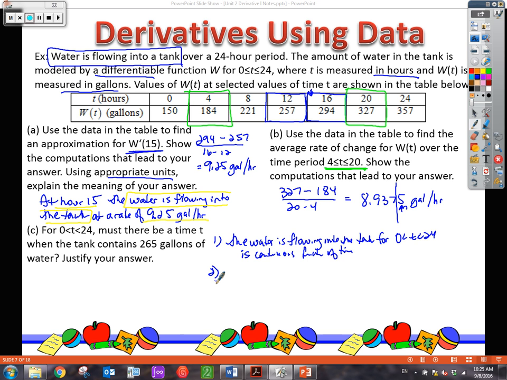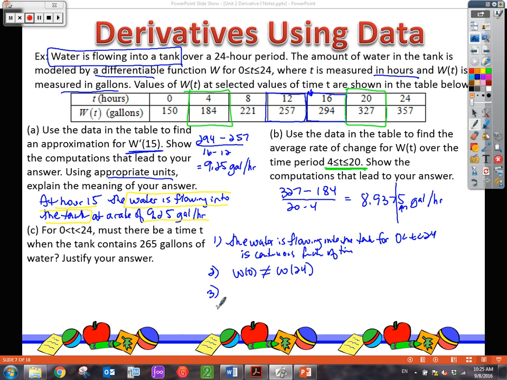2. What was our second one? Do we remember? Exactly. So we want to make sure the endpoints are not equal. The y values of the endpoints are not equal. And so for us, we're going between 0 and 24. So we would say, since this is already indicated for us, we can say w of 0 does not equal w of 24. That's part 2. Could you write 150 is not equal to 357? Sure. You could do that too. Either one is sufficient.